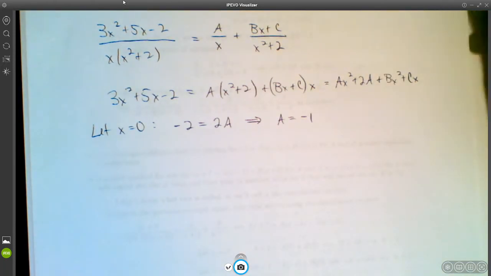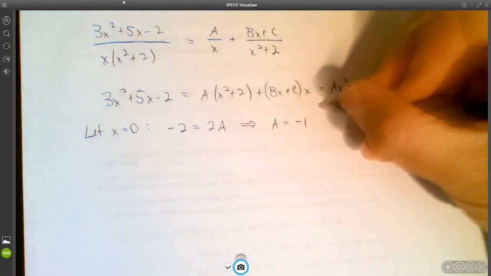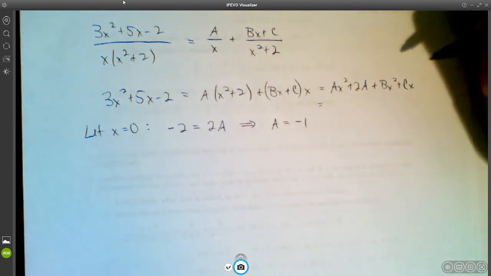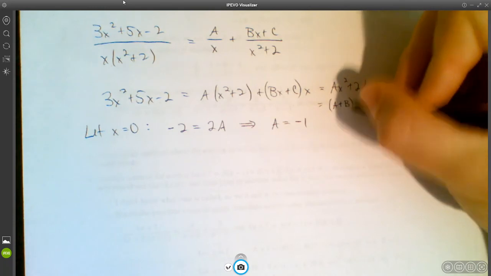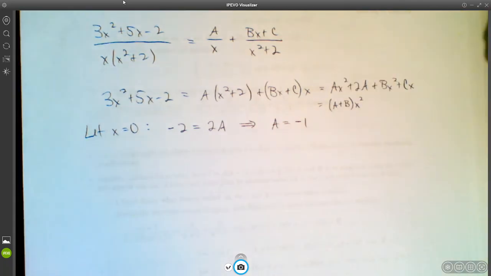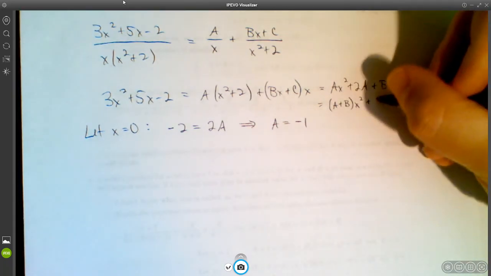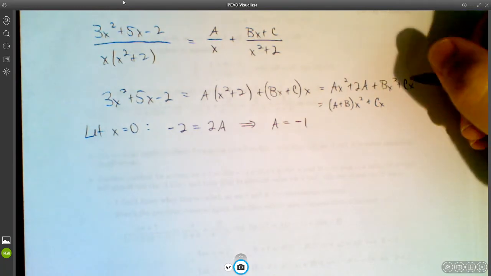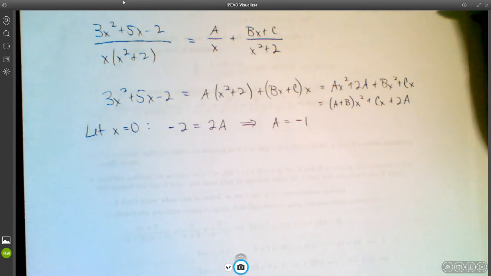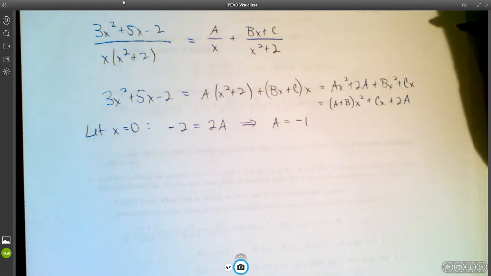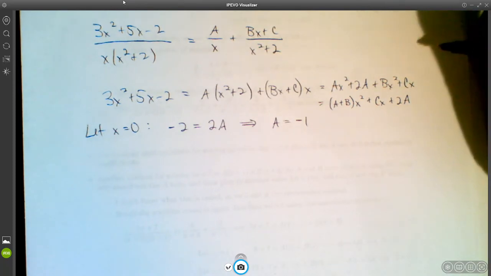And then I'm going to regroup the terms in descending order in x, right? So I've got an Ax squared plus a Bx squared. Combining those like terms, I would just have A plus B times x squared. And then I have a Cx, right? And then I have a 2A as my constant term. Okay? So what I can do now is called equating coefficients.